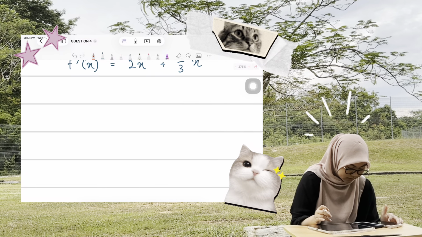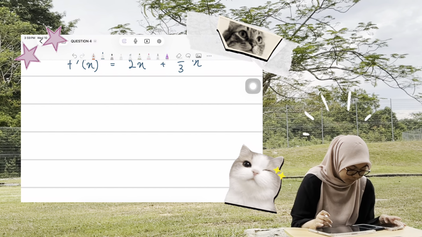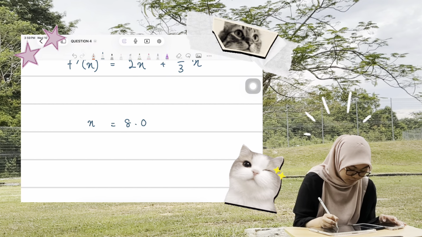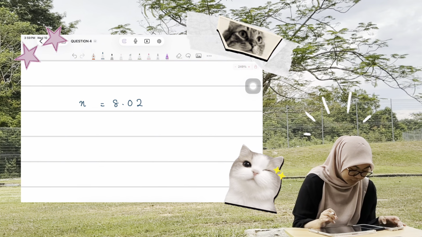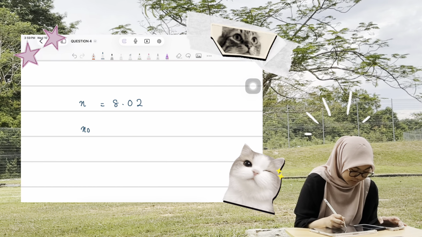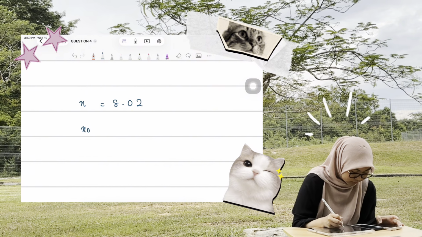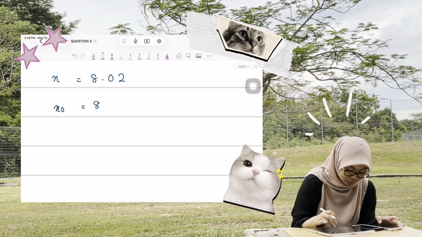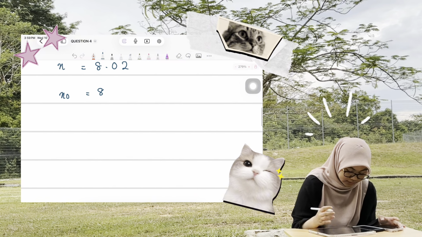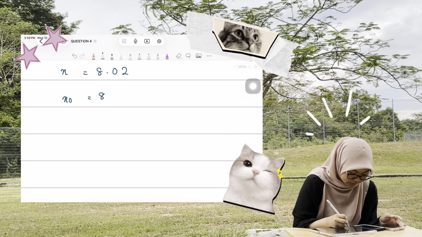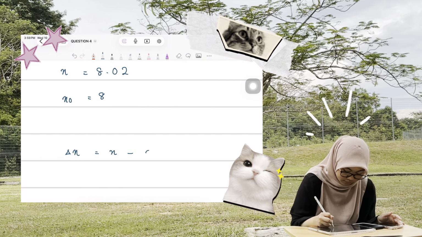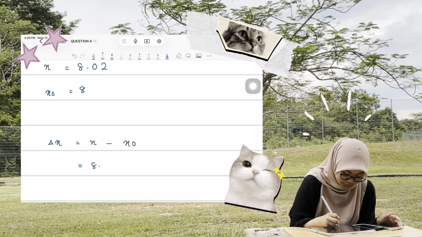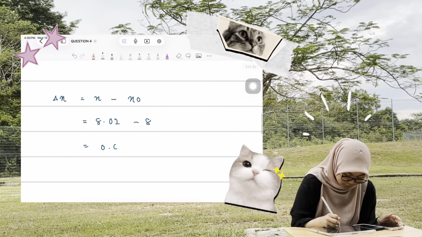For the next step, we must identify the values. The x value we want to evaluate is x equal to 8.02. We need to choose a nearby integer, which is x naught, and we write x naught equal to 8. Why 8? Because it is close to 8.02. And then we must calculate the change. The change formula is x minus x naught. So we replace it in the formula: 8.02 minus 8 equal to 0.02.